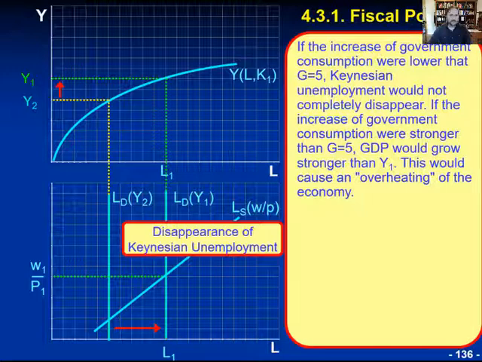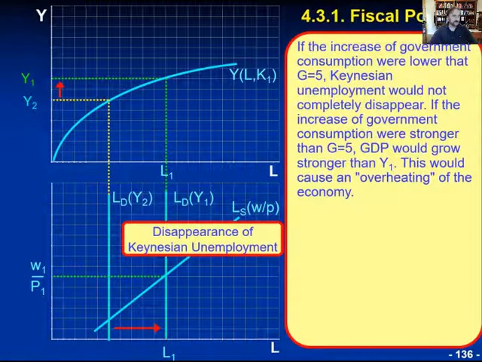If the increase of government consumption had been lower than 5 units, Keynesian unemployment would not have completely disappeared. If the increase of government consumption had been stronger than 5 units, GDP would grow stronger than the full employment level Y1, and hence labor demand would grow above the long-run full employment level L1. This would cause an overheating of the economy, as we have already discussed in the preceding section.